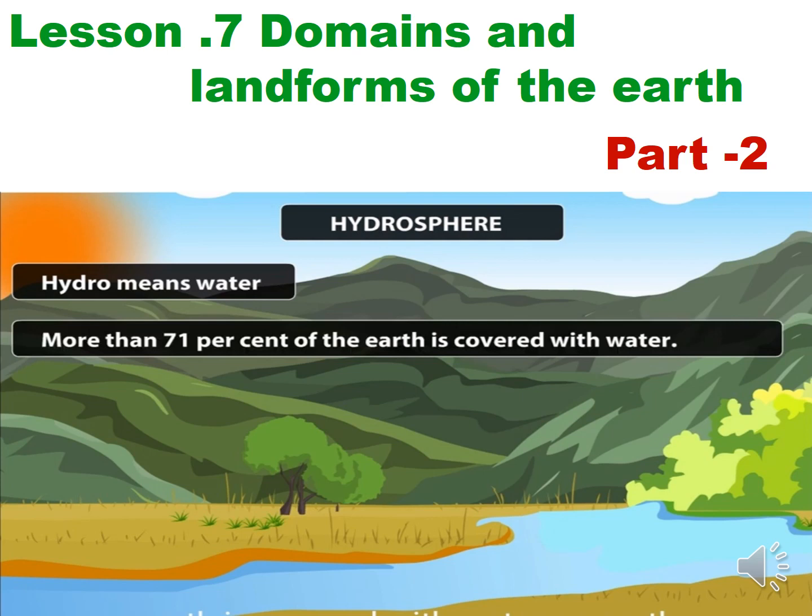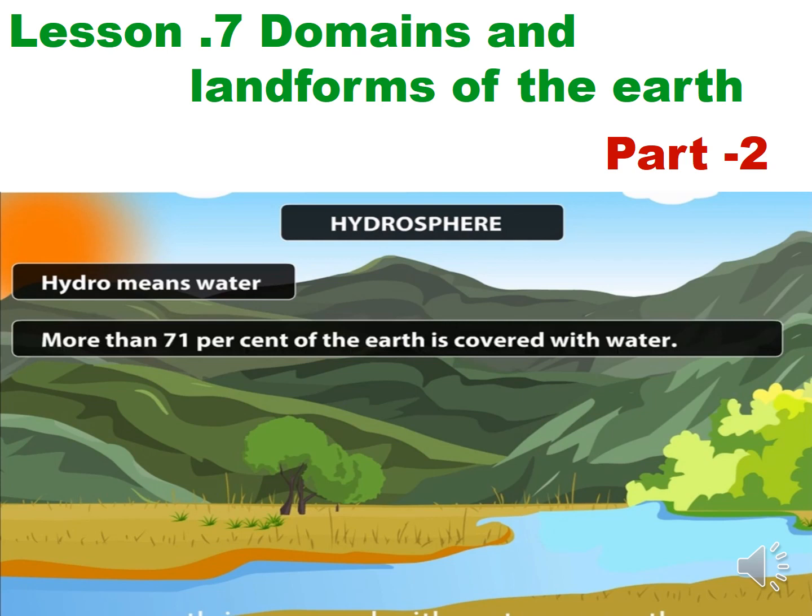Aquatic plants means plants that grow in water. So all those plants are called aquatic plants, like lotus and water lily. These plants can grow on water, so we say they are aquatic plants.